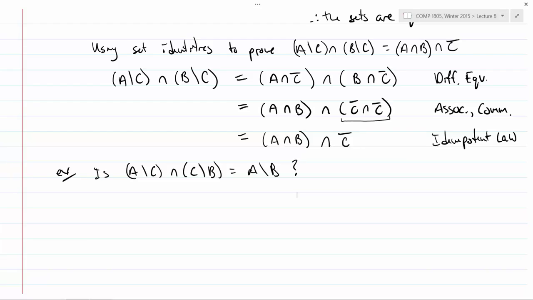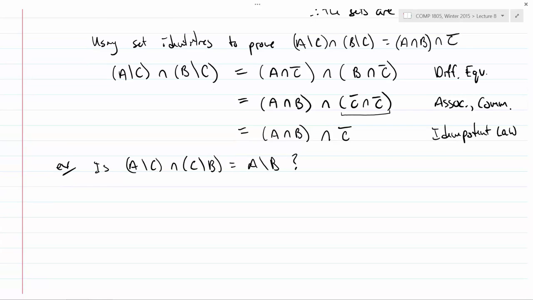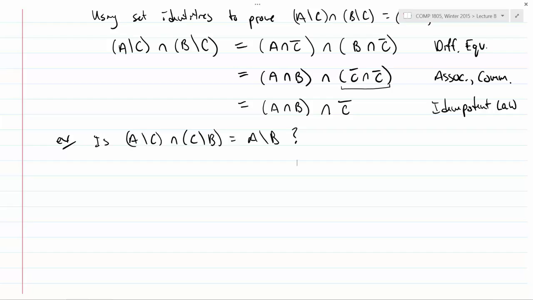It's not too hard to see that it's not going to be true, because we already know that it's equal to this, and that's not going to be the same as A minus B. But let's say we didn't know that for whatever reason. I guess this is slightly different. This is B minus C, but that's C minus B, so don't pay attention to that rationale.